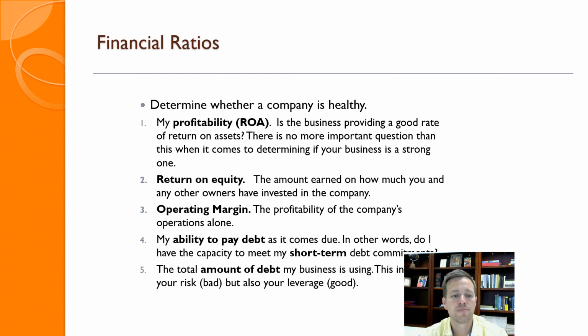Here are the 5 pieces of information that I want you guys to be able to calculate and get a financial ratio for, a number for. The first is profitability, the return on assets. Is the business providing a good rate of return on assets? In other words, based on the size of the business on that left-hand side of the balance sheet, how much profit are we earning on that? The lower the number, the smaller the return on assets.